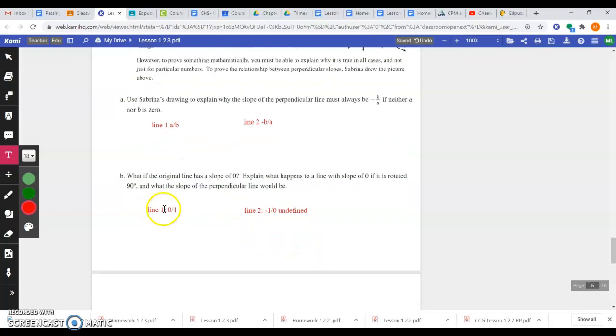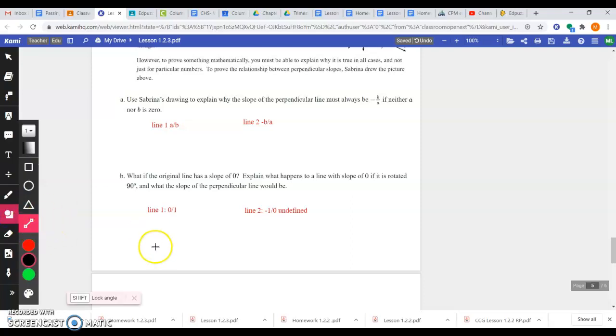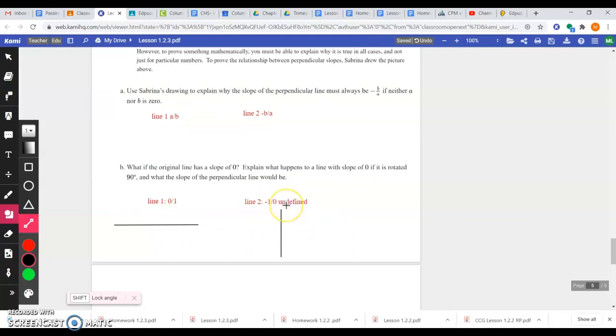Having a slope of 0 means that you have a... sorry, let me grab the lines here. If you have a slope of 0, that means that's a straight horizontal line. If you have an undefined slope, that means it's a vertical line. So the perpendicular aspect of it is still there. It's just that you get an undefined slope.